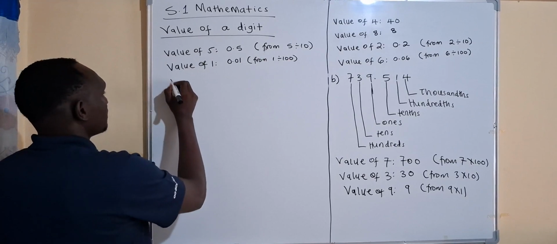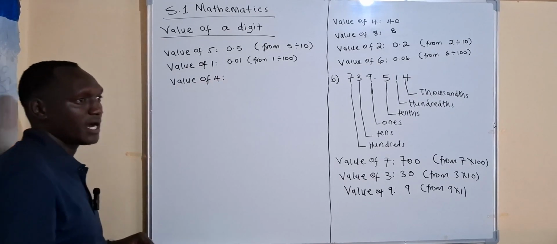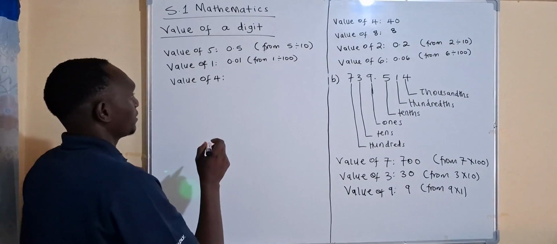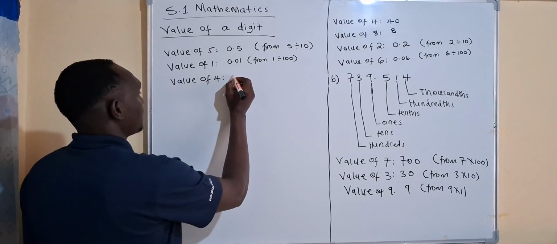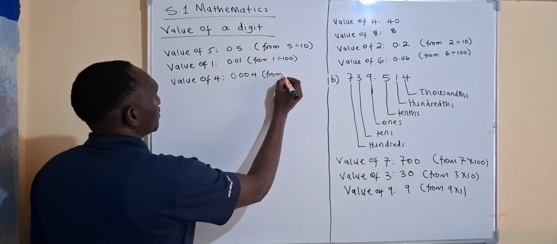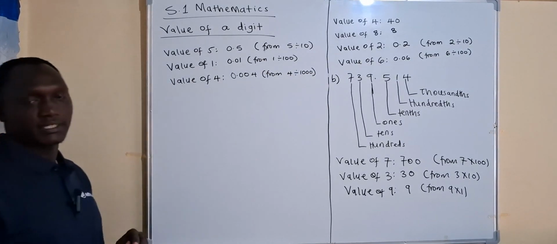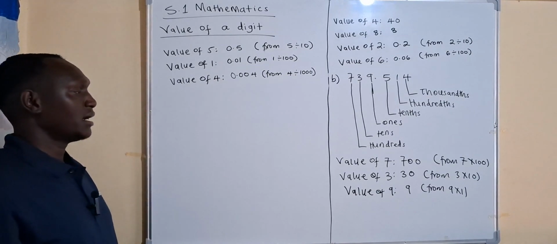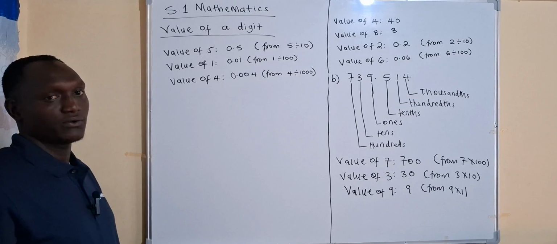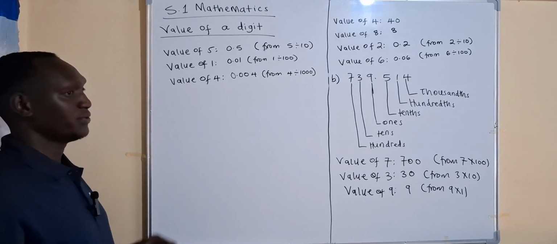Then we go to the value of 4. 4 is the third number after the decimal point. So we divide it by 1000. So 4 divided by 1000 gives us 0.004. This is simply from 4 divided by 1000. So that is how you get the place values of decimal numbers, and specifically now we are getting the values of digits in a number that contains a decimal point. So this is the solution.